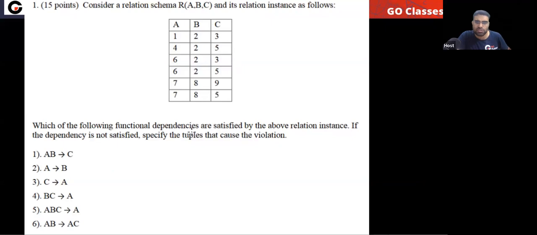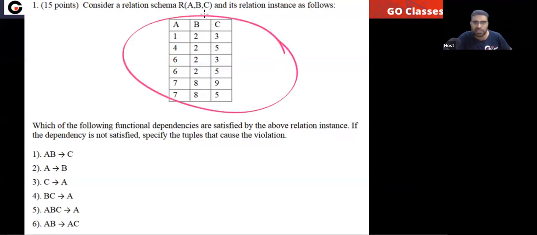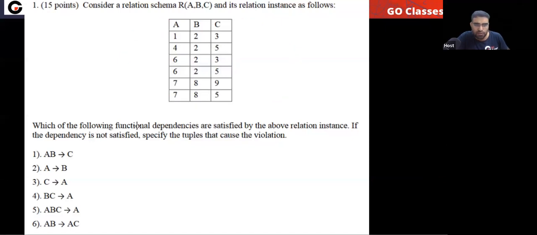Can I give you this question as homework? It is a very simple question. An instance is given to you, and you need to check which of the following functional dependencies are satisfied by the instance. Notice, the question is asking for the instance, not the schema. So which functional dependencies hold for the instance?